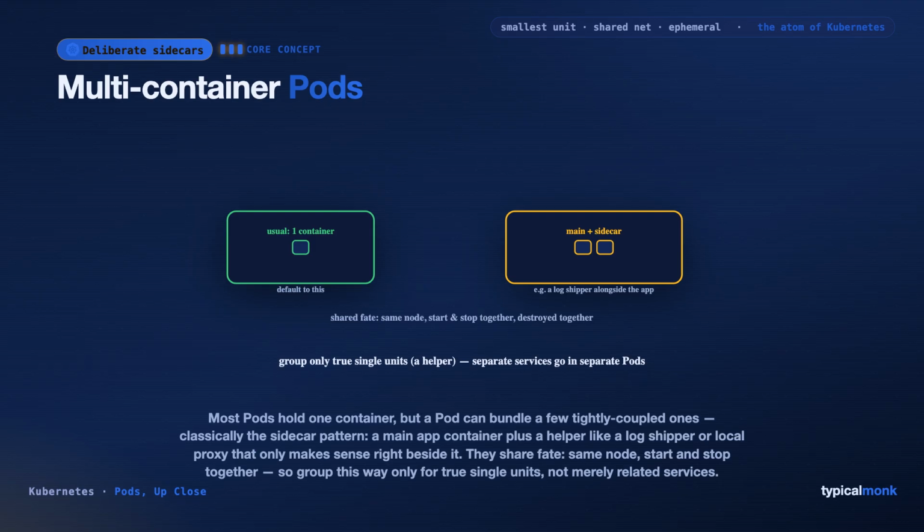So the takeaway: most pods hold one container, but a pod can bundle a few tightly coupled containers, classically a main app plus a helper sidecar, like a log shipper, that share the same node and the same fate. Group containers this way only when they are truly one functional unit, not merely related services.